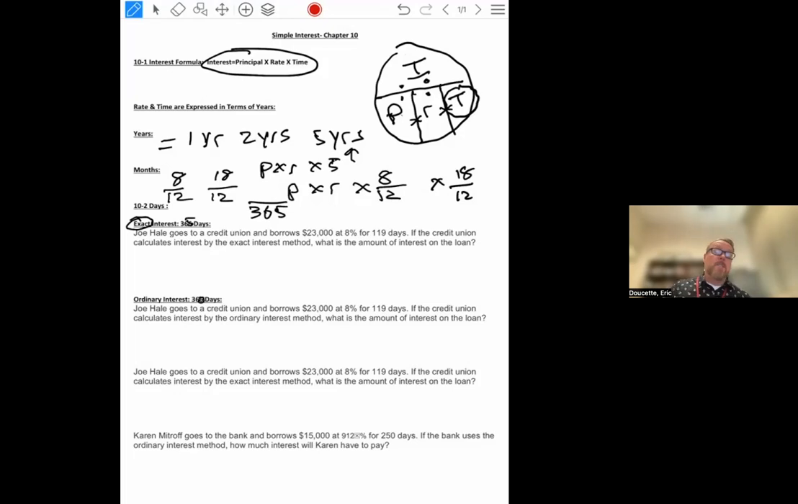However, bankers like to use what's called ordinary interest rate, and this is really just doing nothing more than rounding off every month to 30 days. Obviously, some months there's 31 days, some months there's 29 or 28, depending on a leap year or not for February. So it's not exact, but it's easier to calculate. It's more common to just call every month 30 days.